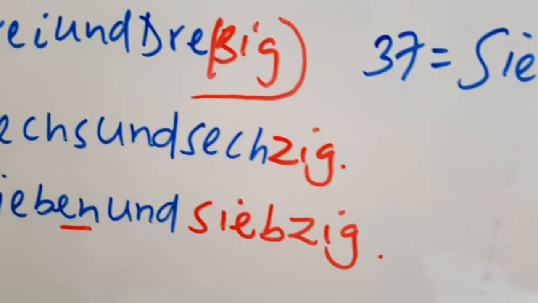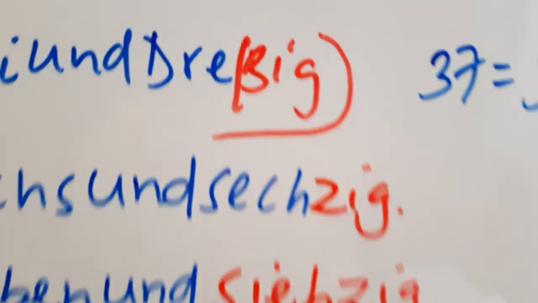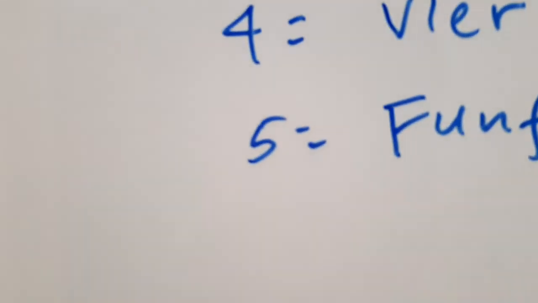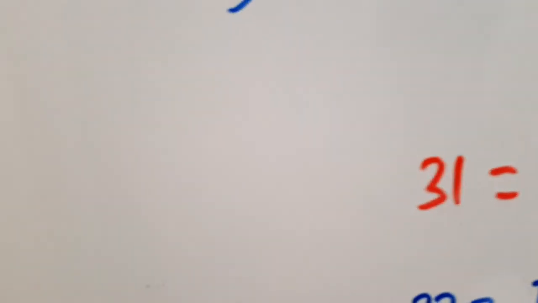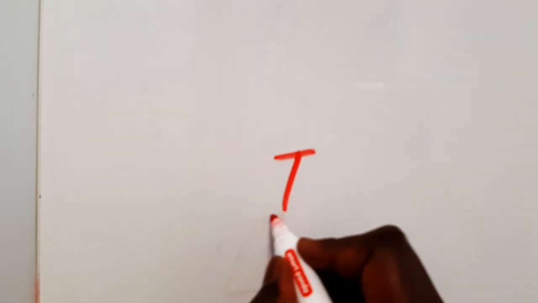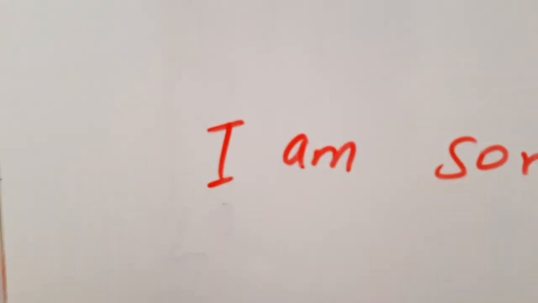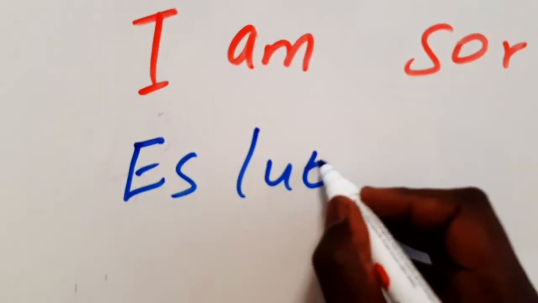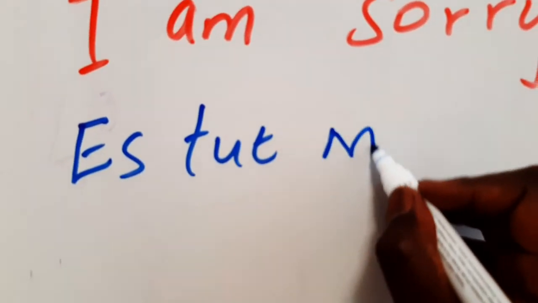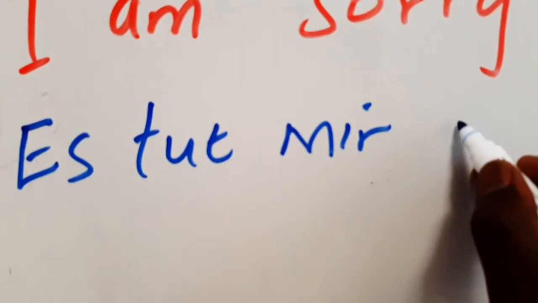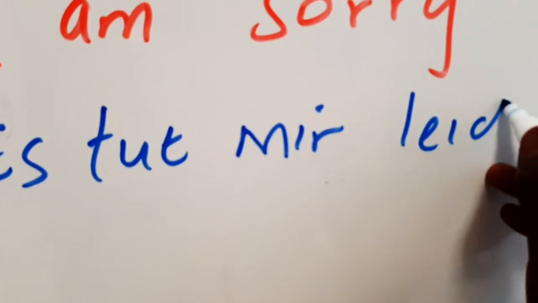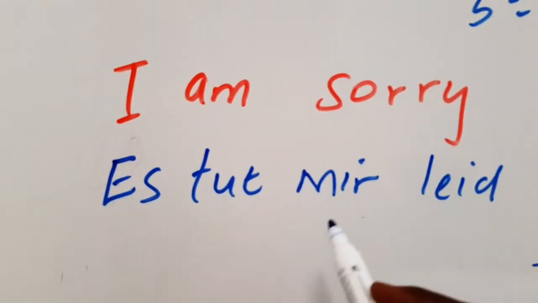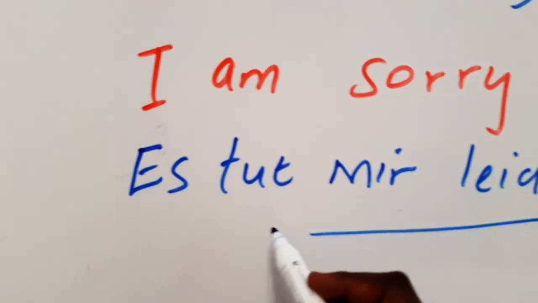So thank you very much, but let me teach you one last thing before you go, and it's not numbers, but if you want to say I am sorry, you say es tut mir leid. Okay? Es tut mir leid is I'm sorry.